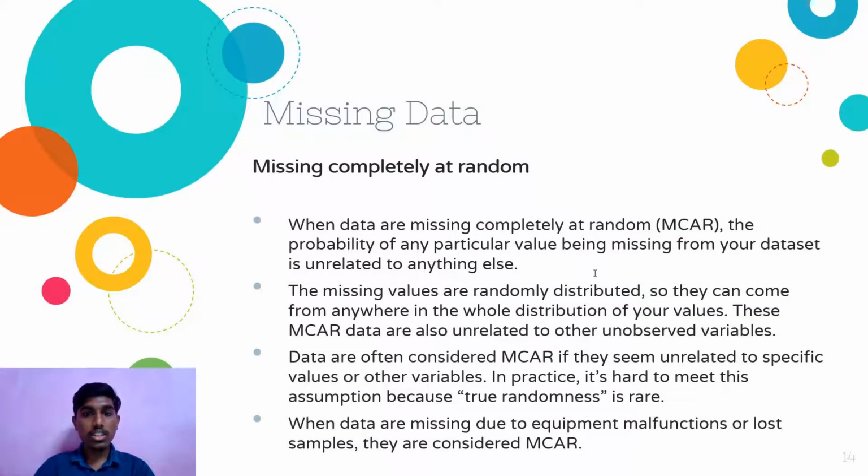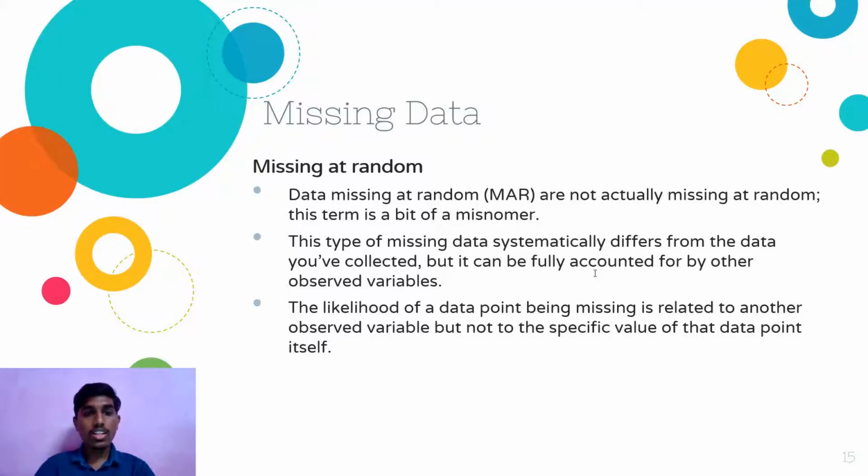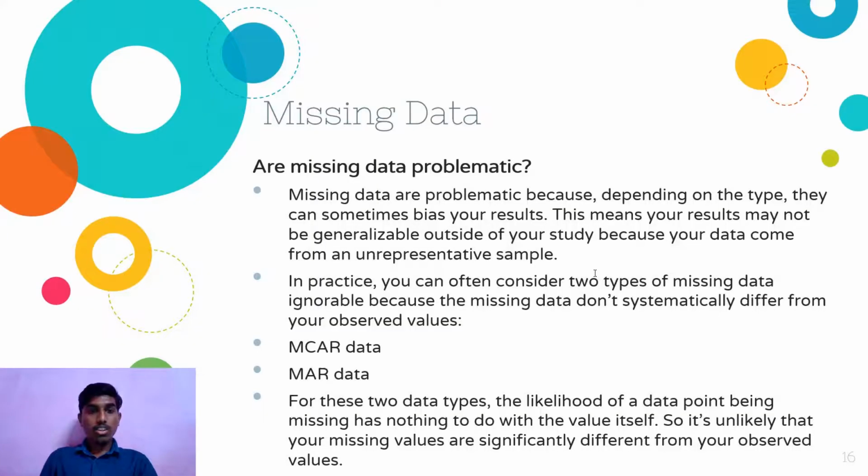Missing completely at random. When data are missing completely at random, the probability of any particular value being missing from your dataset is unrelated to anything else. Missing at random. Data missing at random are not actually missing at random. This term is a bit of a misnomer. This type of missing data systematically differs from the data you have collected, but it can be fully accounted for by other observed variables.